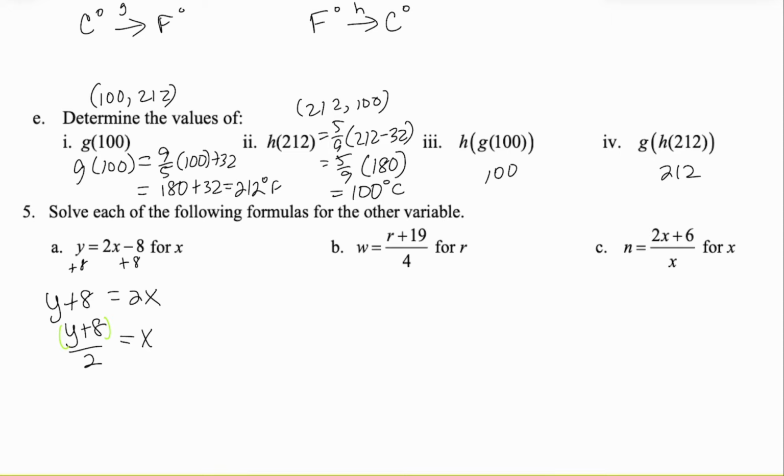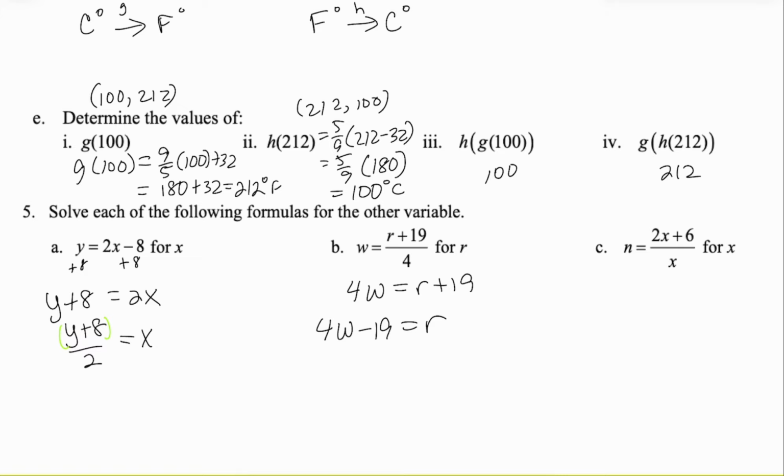Now let's look at b. It says we want to solve for r. Now the first thing I notice is this entire side is divided by 4. So the opposite of division is multiplication. So let's multiply both sides by 4, and we get 4w equals r plus 19. And then we just need to subtract 19 from both sides. So we get 4w minus 19 equals r. So that would be the formula rewritten, r in terms of w.